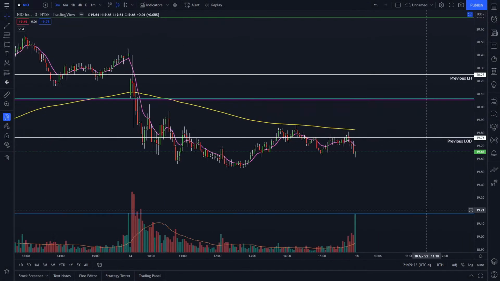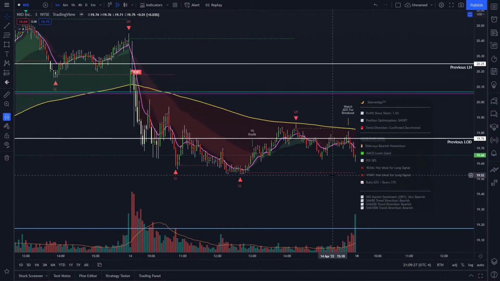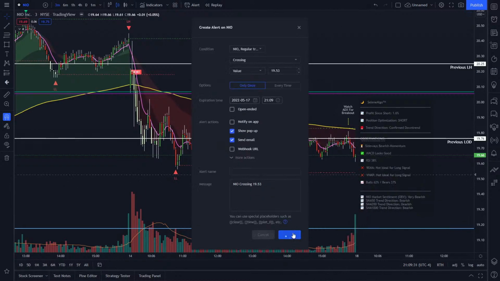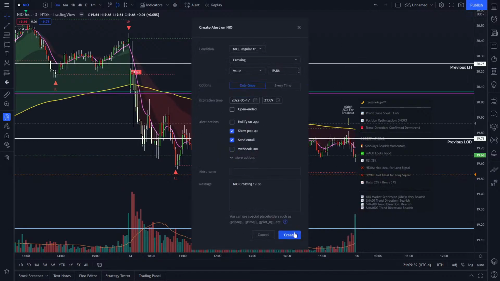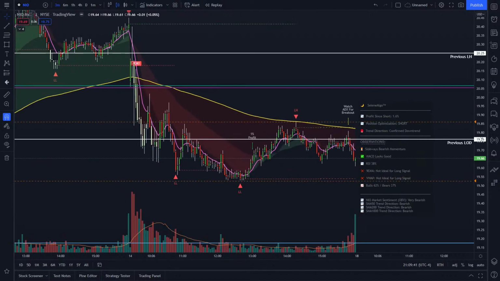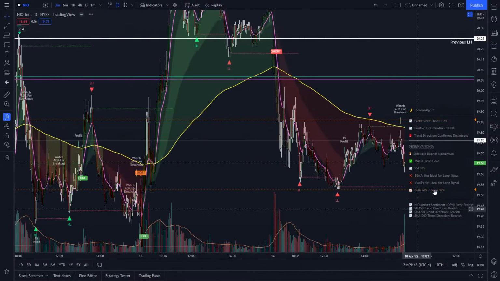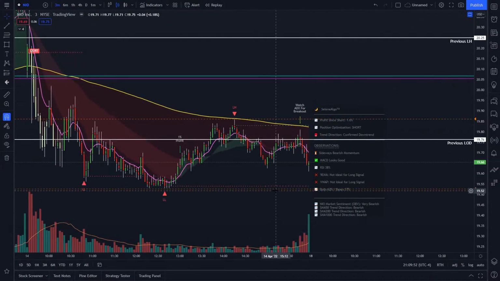Neo. I'll be short on Neo if we're below 1953. I'll be long if we're over 1986. Because right now we're just consolidating on Neo. We look bearish though.